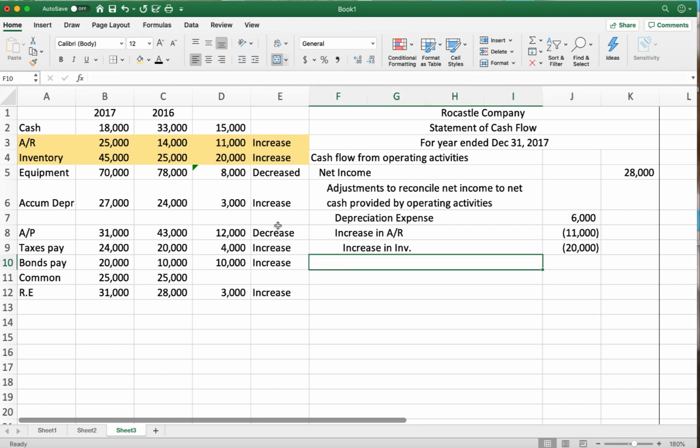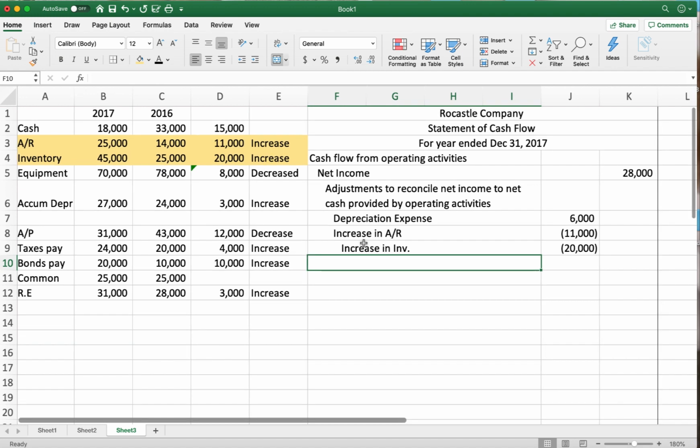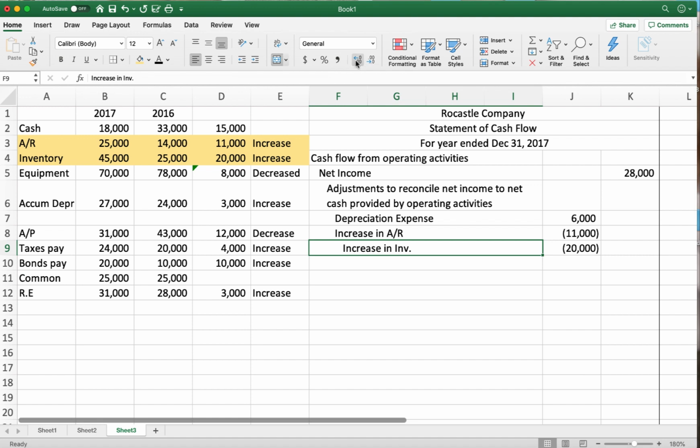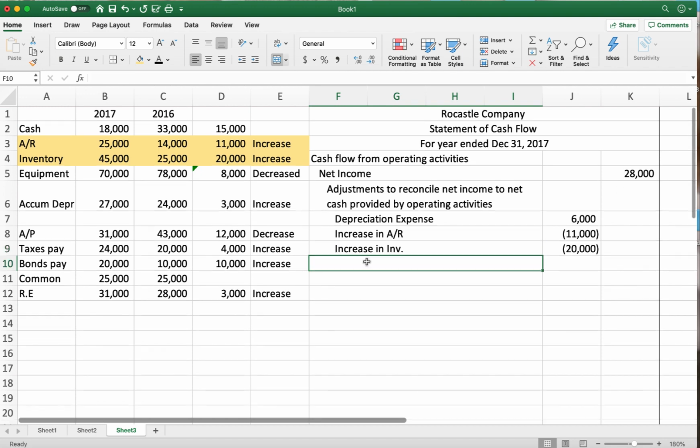Okay? Why? Well, because remember, the income statement was based on the accrual method, right? When do we recognize those expenses? Whenever we sell that inventory. We're not doing accrual, we're doing the cash basis. We want to know how much cash did we spend on inventory. Well, based on the fact that it went up by $20,000, that must mean that we have to decrease $20,000 of our net income to get back to that cash basis, right?